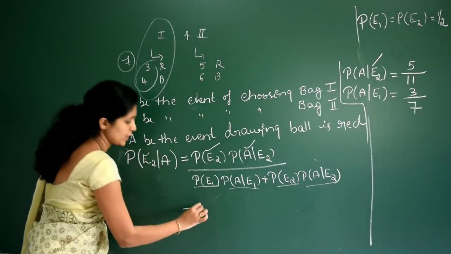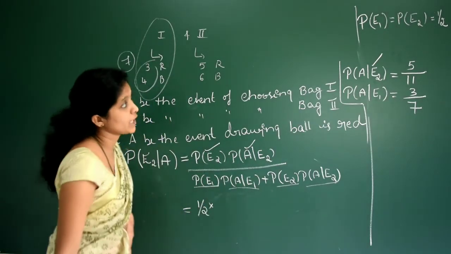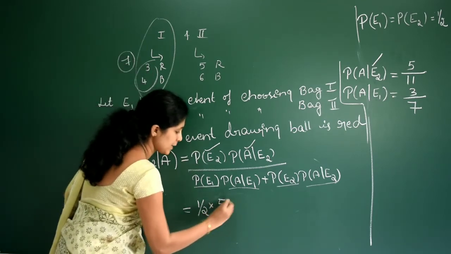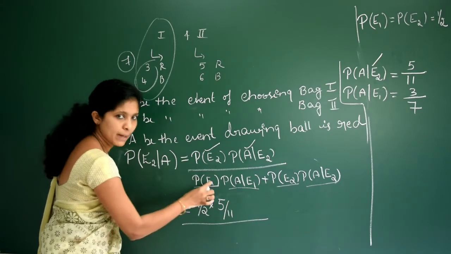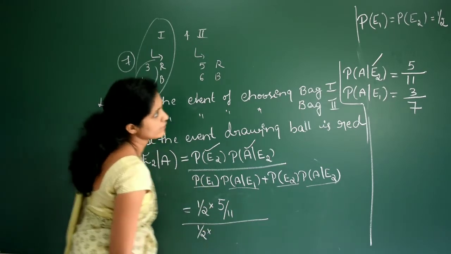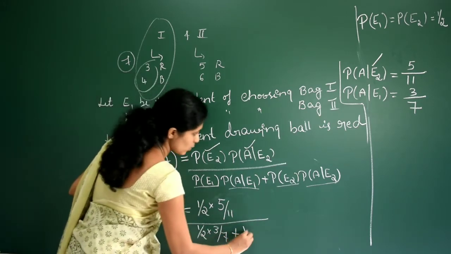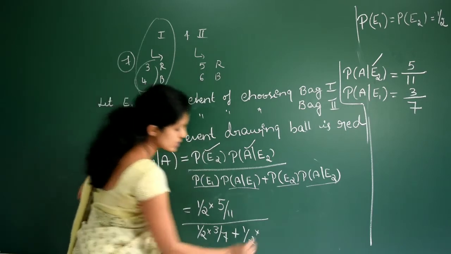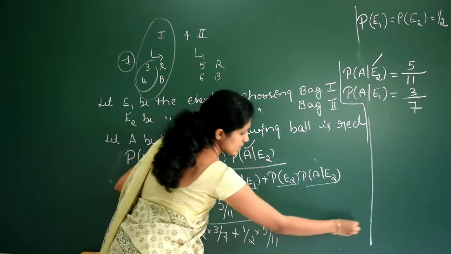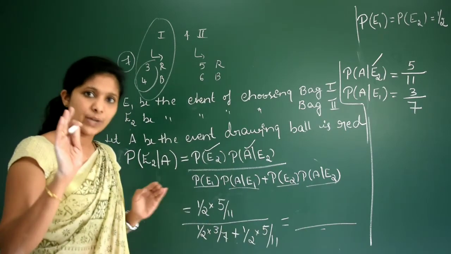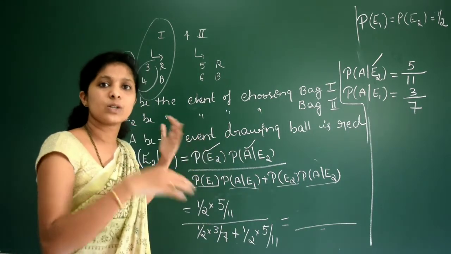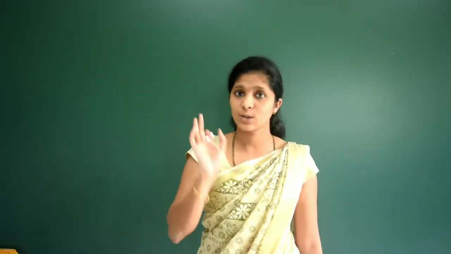So clear? Probability of E2, 1 by 2, into probability of A by E2, which is 5 divided by 11, whole divided by probability of E1, 1 by 2, A by E1, 3 by 7, plus probability of E2 is 1 by 2 and probability of A by E2 is 5 by 11. Now you just have to simplify and complete. Okay. Better you write the formula first so that you can understand what are the things you have to find. I hope probability problems are not difficult, but you need to understand the question properly. Okay, we'll solve more problems on this so that you can understand it better. Now, let us move to the next question.